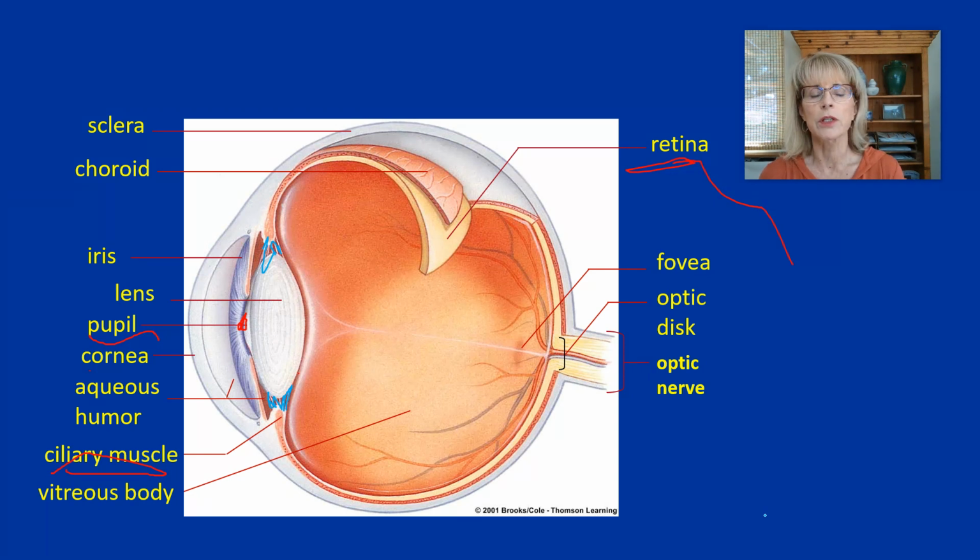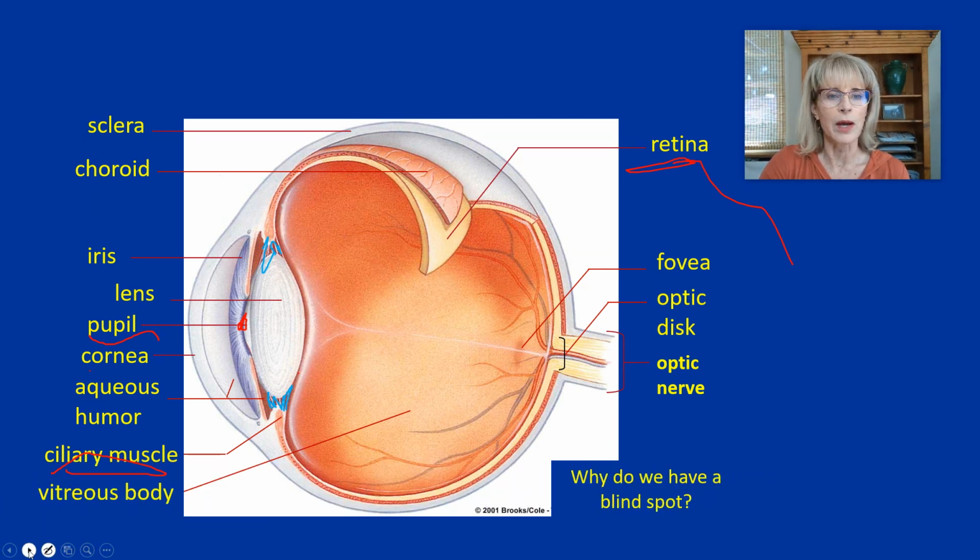And strangely, when the ciliary muscles contract, they relax tension on the lens and allow it to get fat. And when the ciliary muscles relax, they put more tension on the lens and they cause it to flatten out. All right, let's go to the next slide.